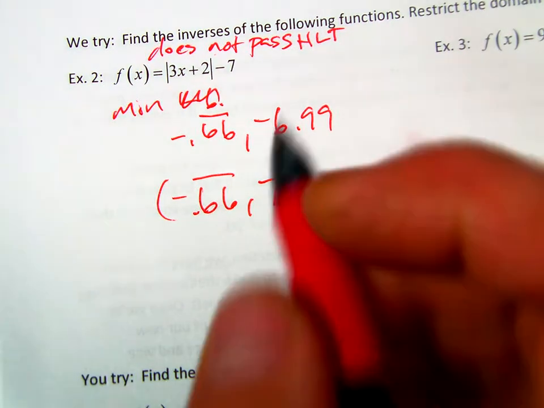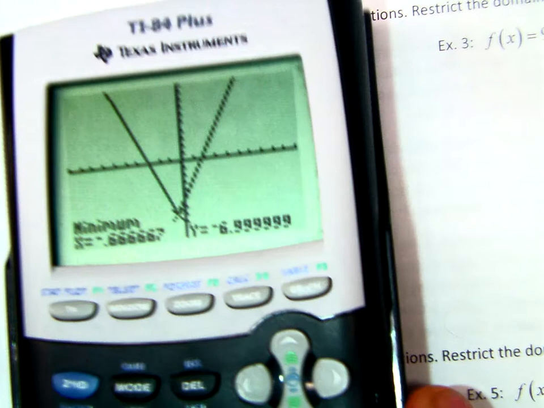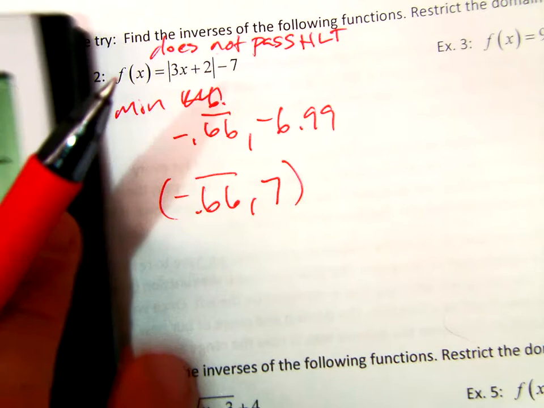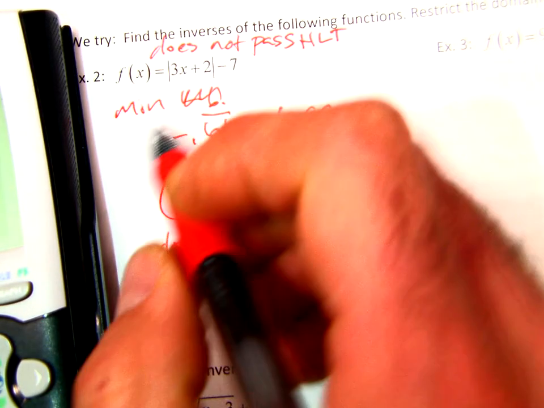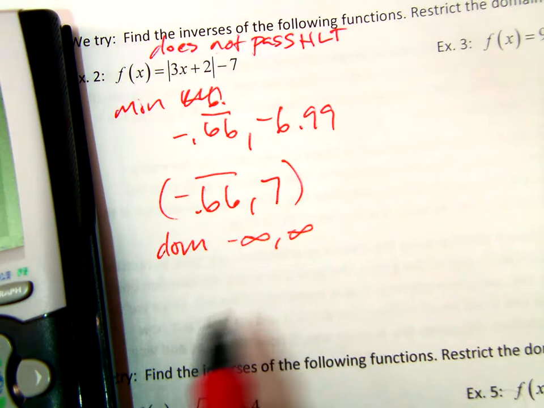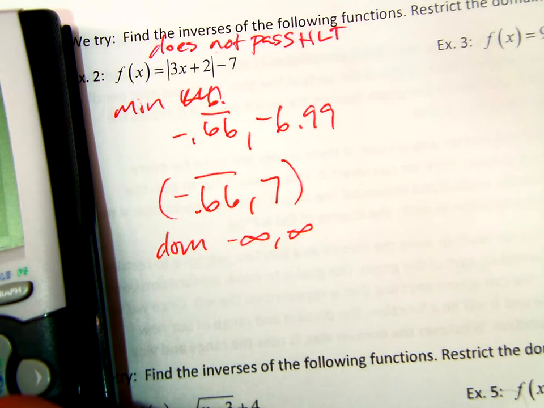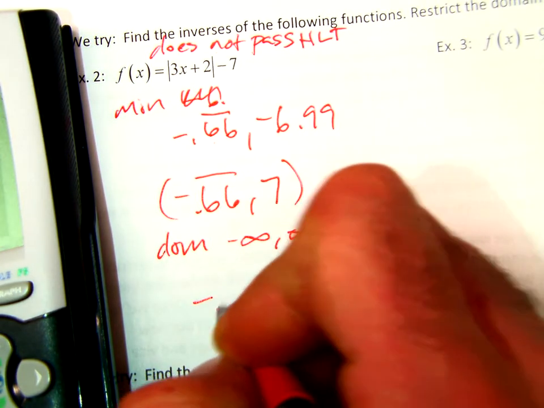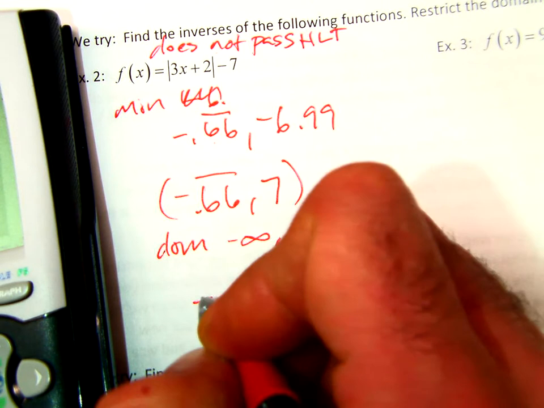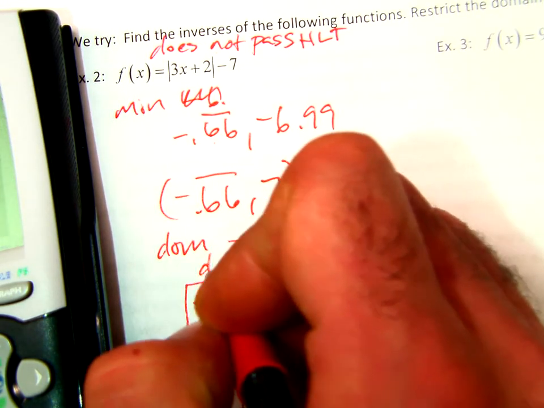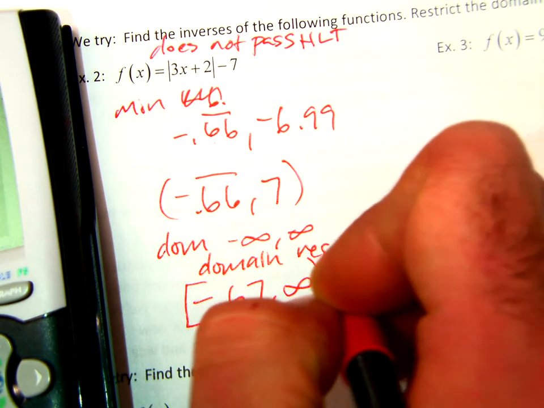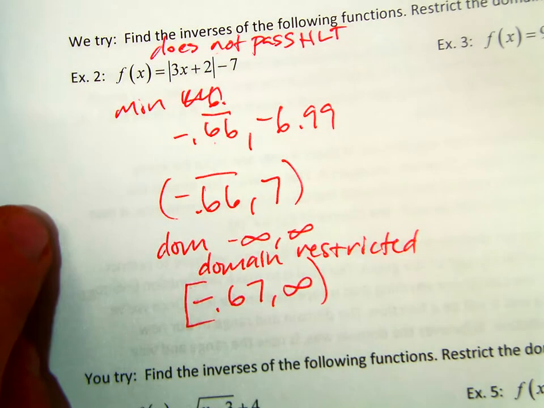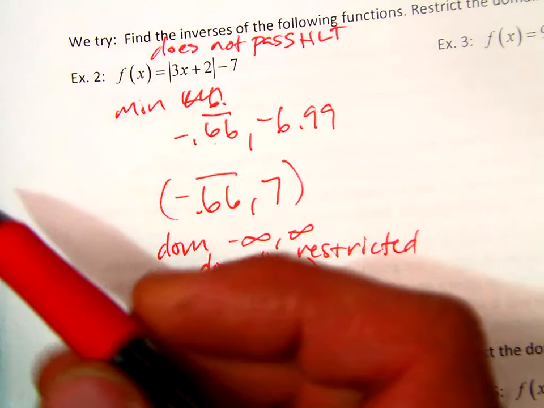Okay, so we need to cut off this left side, the left leg of this graph. So the domain initially of this function is negative infinity to infinity, but we need to cut off to this point. The x value of that point is negative 0.67. So I'm going to go negative 0.67 to infinity is my new domain. That's the domain restricted. Okay, and then the range is 7 to infinity.